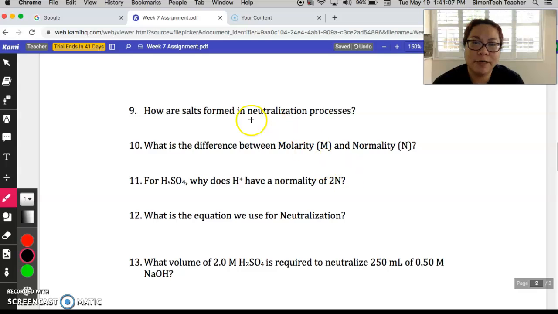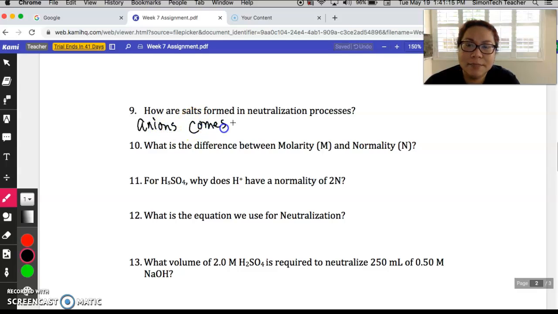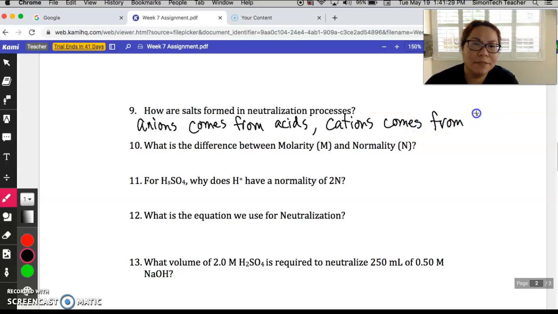How are salts formed in neutral processes? Well, the anion comes from the acids, okay, while the cations come from the bases. They come from bases, okay? And technically, that's how a salt is formed. In these acid-base reactions, the salt is technically the product from acids and bases, the positive and negative ions.